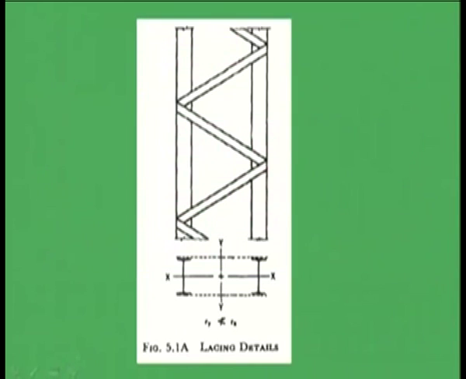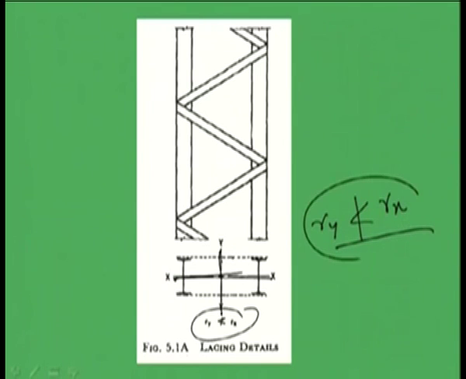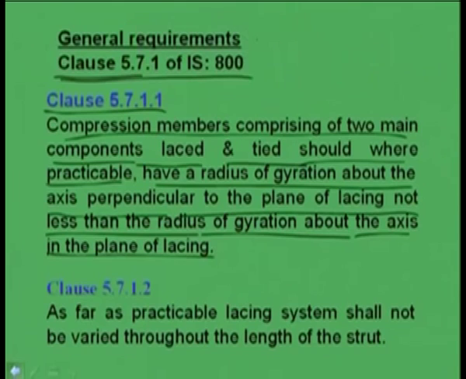That means Ry should not be less than Rx, where the x axis is in this direction and y is in this direction. So, this is the first requirement provided by the code. IS code has provided this criterion, so we have to maintain this criterion when we are designing the lacing systems.